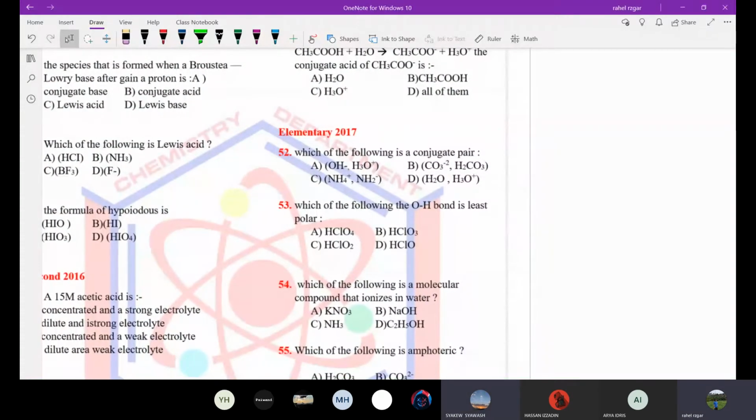Page 102, question. In this question, it says in which of the following is the OH bond least polar? Polarity can be... So least polar means also least acidic.